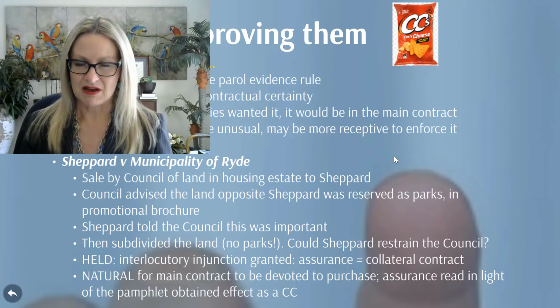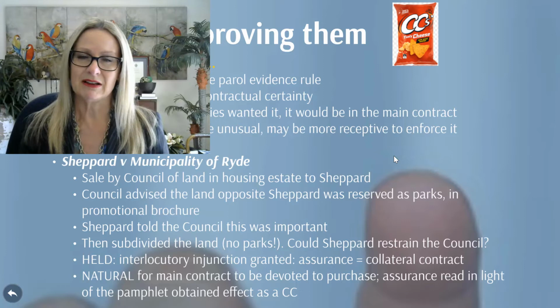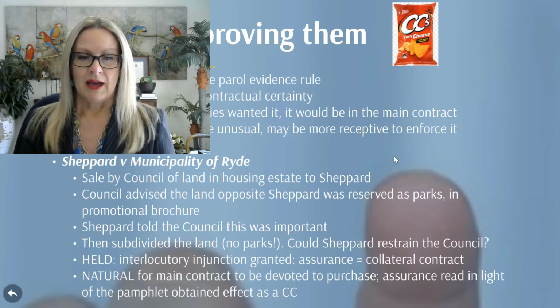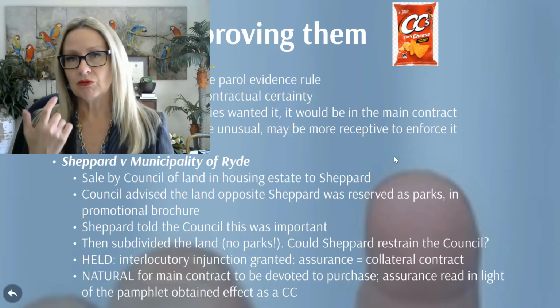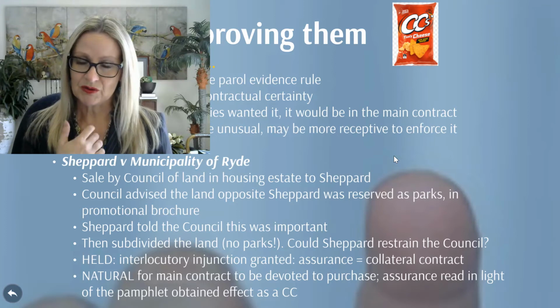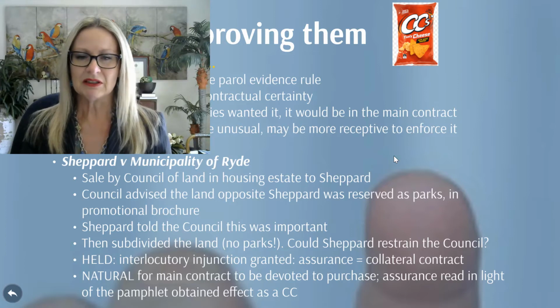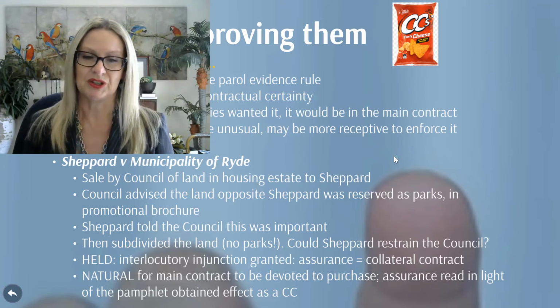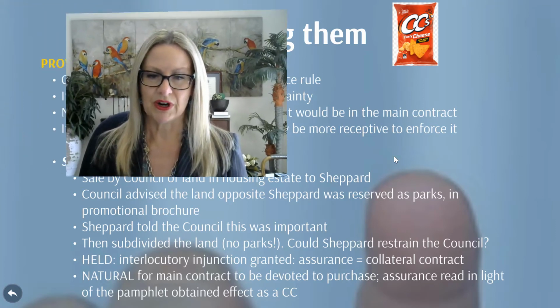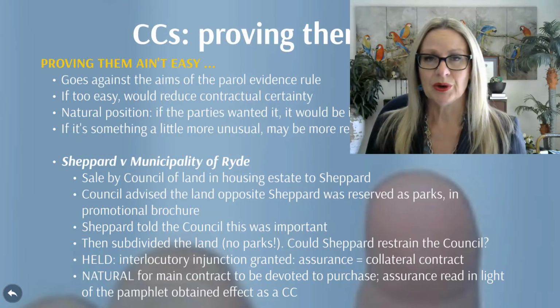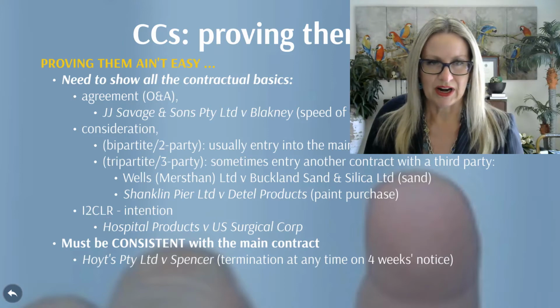Of course, Shepherd wasn't very happy at that development, and sought an interlocutory injunction to restrain the council from subdividing that land and selling it off. And Shepherd won. The reason being, even though there was a sale and purchase agreement between him and the municipality, they said that this issue of whether or not the land adjacent was going to be reserved for parks was something a little more unusual, and it was certainly acceptable to show that the evidence read in light of the pamphlet depicting the parks opposite could operate as a collateral contract. So where a term contains something a little more unusual apart from the run-of-the-mill term that might be in the main body of the contract, then you might find a collateral contract exists.